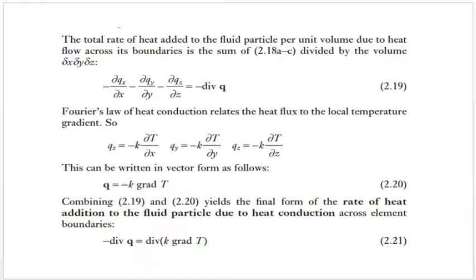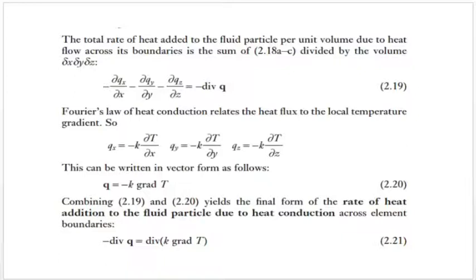to the local temperature gradient. So according to Fourier's law, we can write q equal to minus k into ∂T/∂x, right? Similarly, write the expressions for y and z. Here also, instead of ∂T/∂x, ∂T/∂y, ∂T/∂z, we can take all together and write gradient T. So small q is equal to minus k into gradient T.